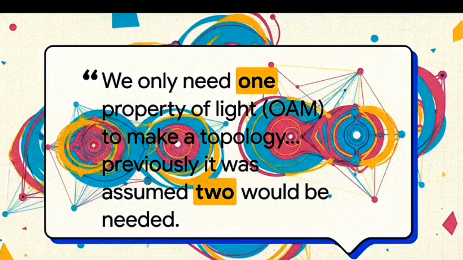And you know what makes this even more powerful? It's way simpler than anyone thought possible. Professor Andrew Forbes points out that before this, everyone assumed you need to combine at least 2 different properties of light to create these kinds of protective structures. But their discovery shows you only need one, that twist, the orbital angular momentum. And since OAM is already naturally high-dimensional, it means the protective knots you can create are incredibly complex and powerful right out of the box.